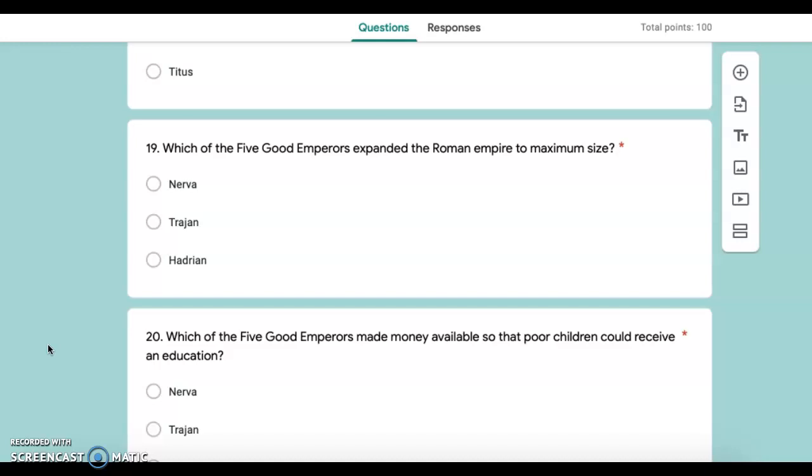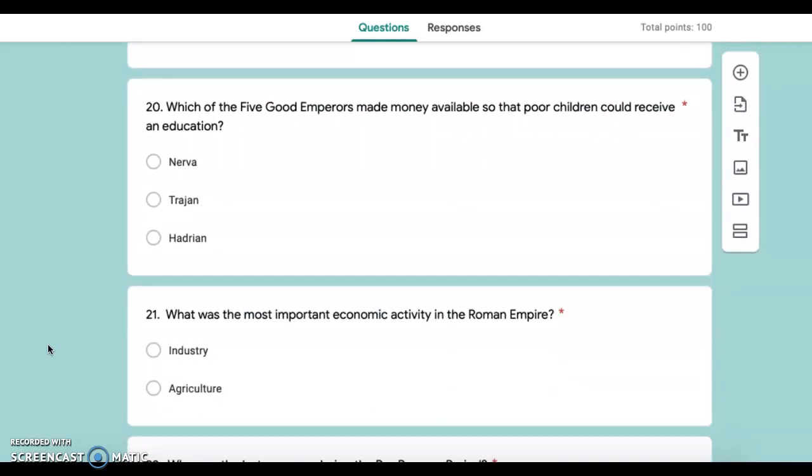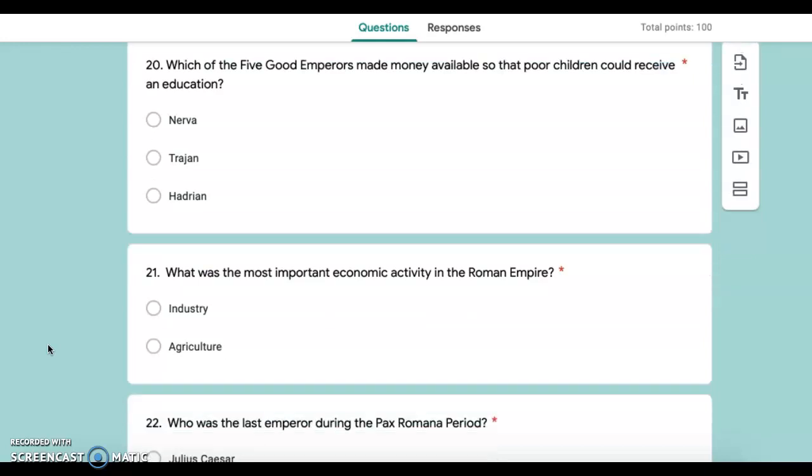19. Which of the 5 good emperors expanded the Roman Empire to maximum size? Nerva, Trajan, Hadrian. 20. Which of the 5 good emperors made money available so that the poor children could receive an education? Nerva, Trajan, Hadrian.